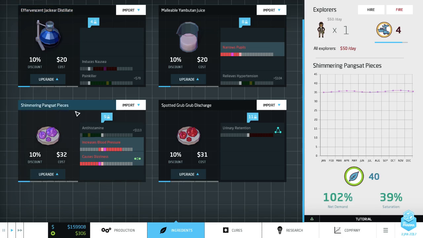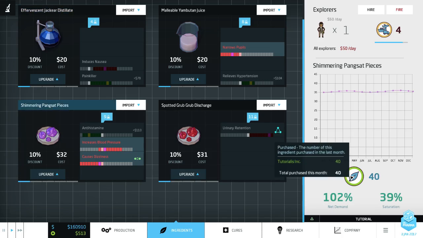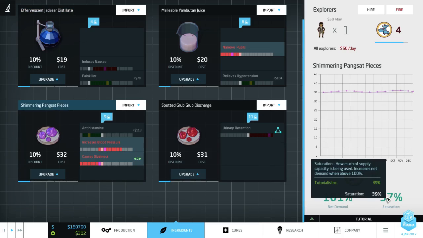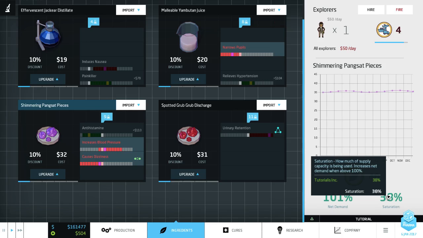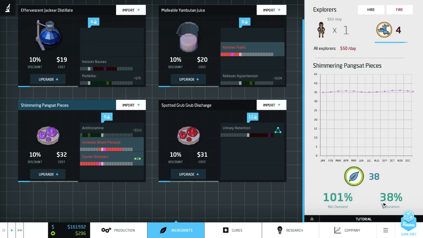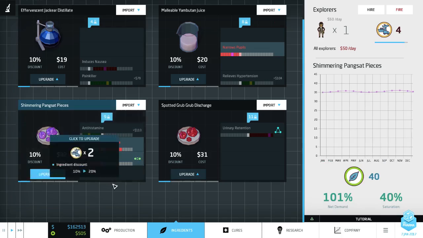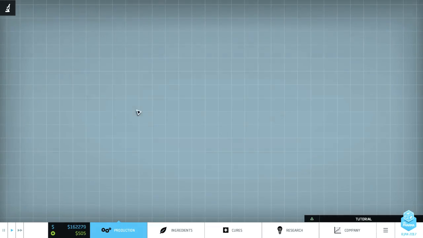Now, here is a view of the price of each thing. So, the net demand is a function of your saturation. So, it increases net demand when it's above 100%. So, we're okay at the moment. So, generally, we want to sync your upgrades.